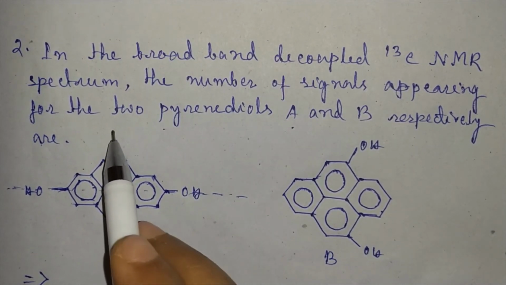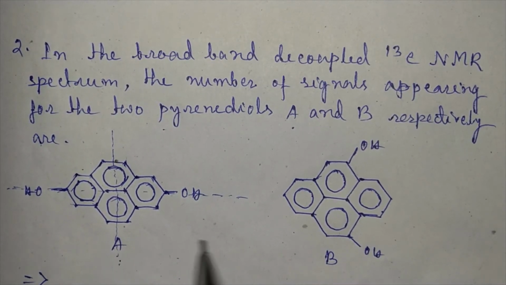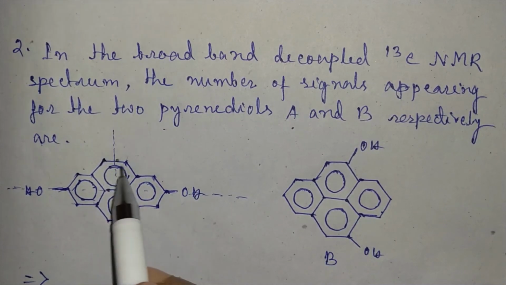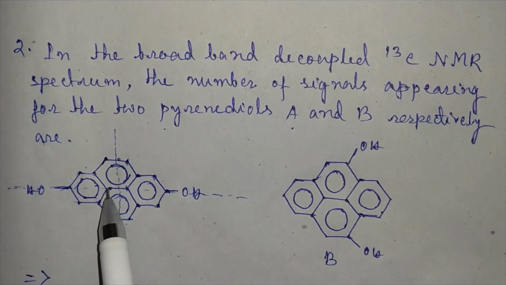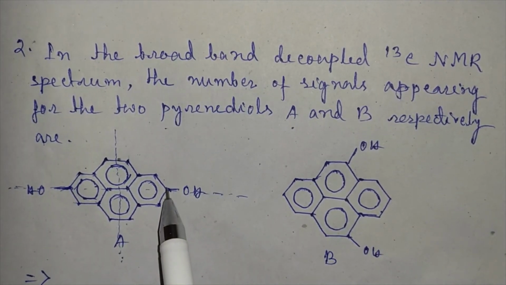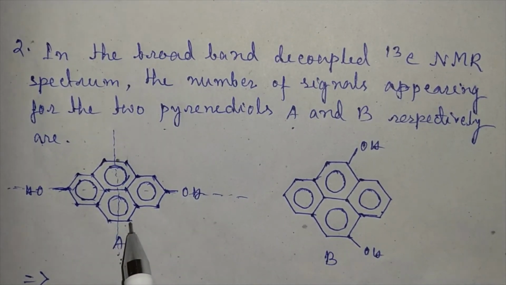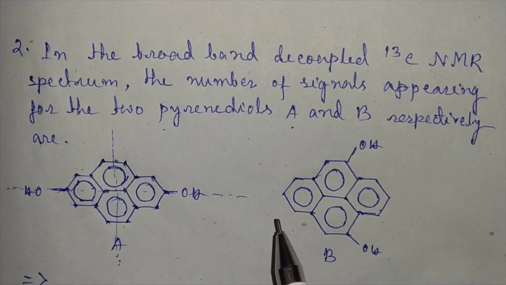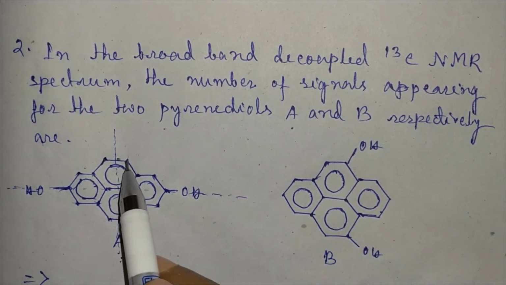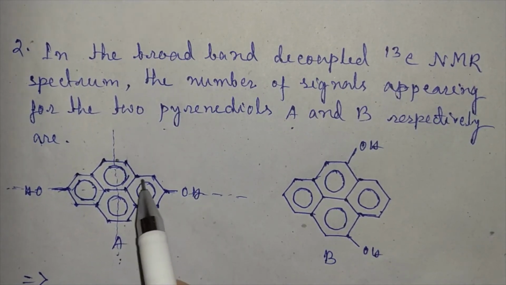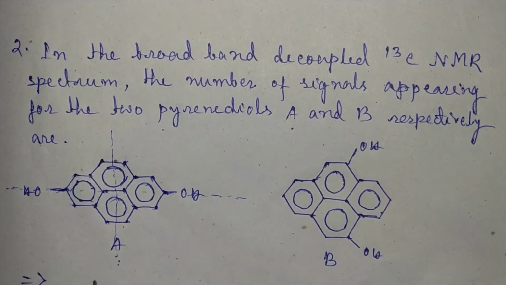Again a plane can pass through this axis, which will divide the molecule into two equal halves. So we get this and this similar, this and this similar, this and this similar, and so on. So how many dissimilar carbons are there? 1, 2, 3, 4, 5. So 5 dissimilar carbons are there. So it will give 5 signals.